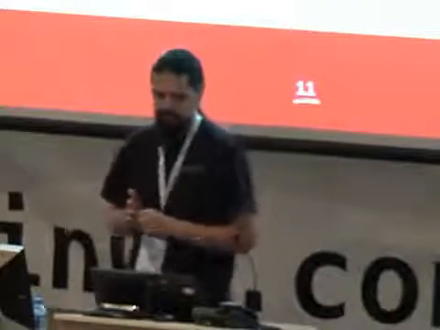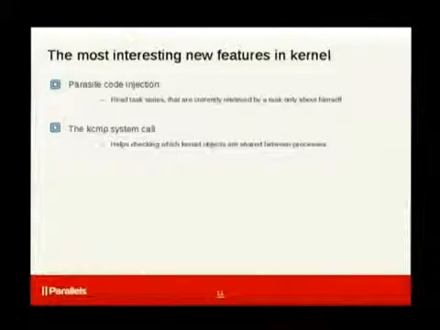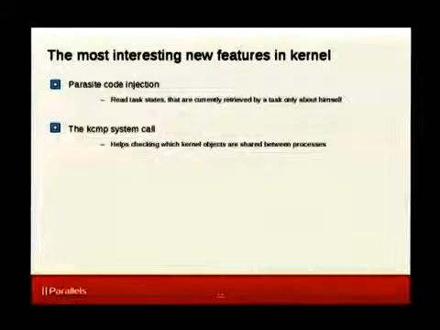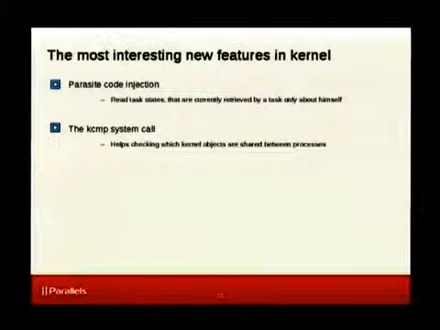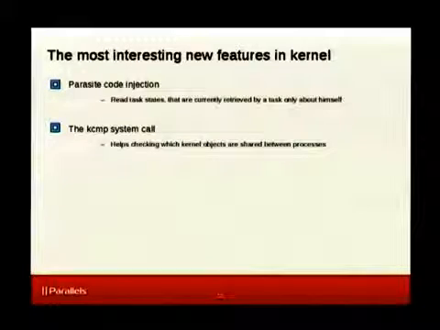Another feature is the so-called KCMP system call. It's a system call which takes two processes. It takes objects which are used by these processes, for example, memory, virtual memory or an open file or file system view, and it tells you whether the objects used by these two processes are equal, or the first one is above the second, or vice versa.